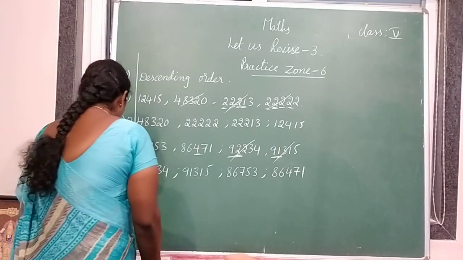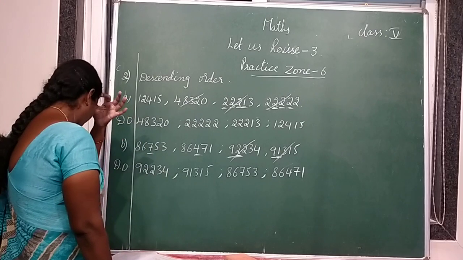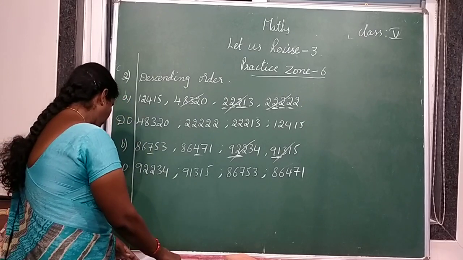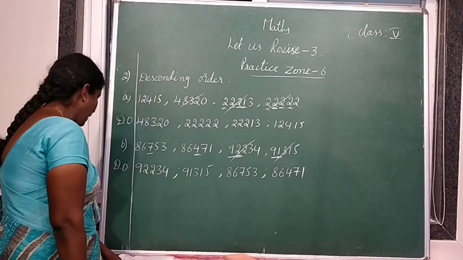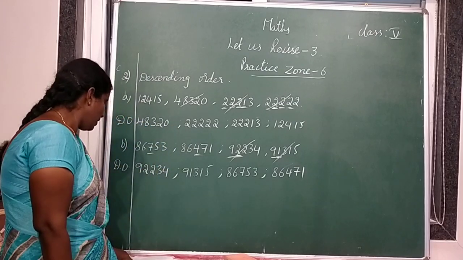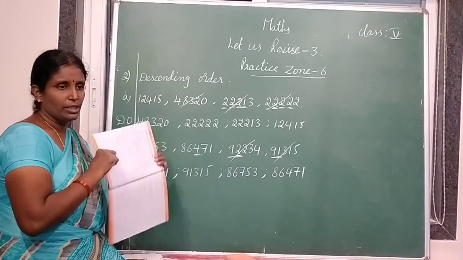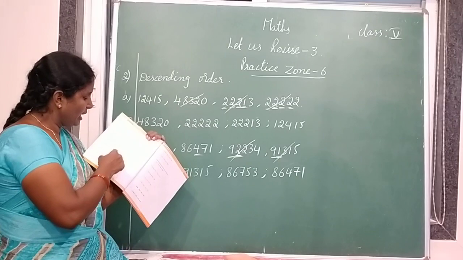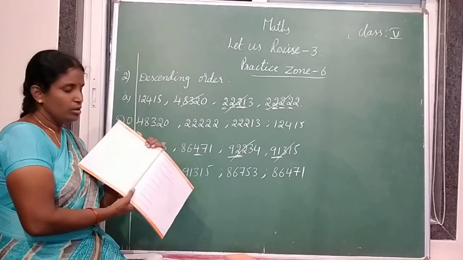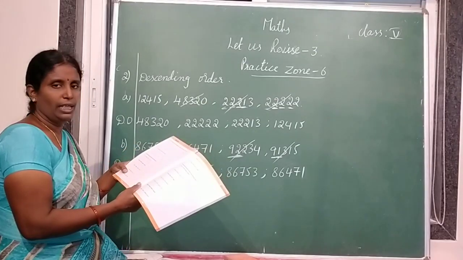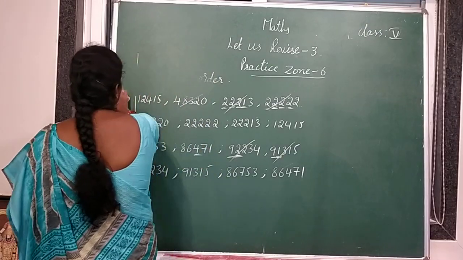Now once open your worksheets, all of you take out your worksheets. Page number 8. Write the following numbers in ascending order. So here in page number 8, 8th bit, write the following numbers in ascending order. So you have to arrange these numbers in ascending order. So do these sums.